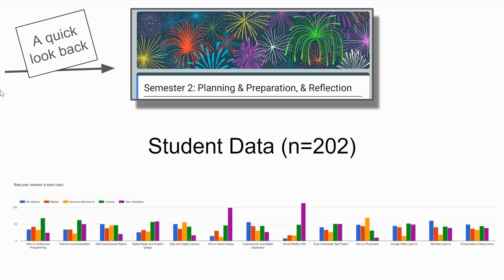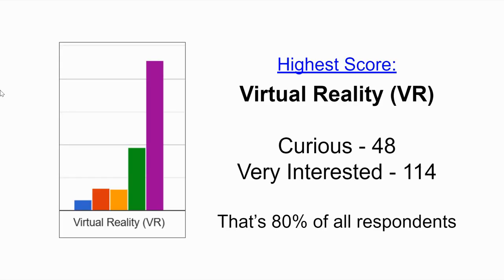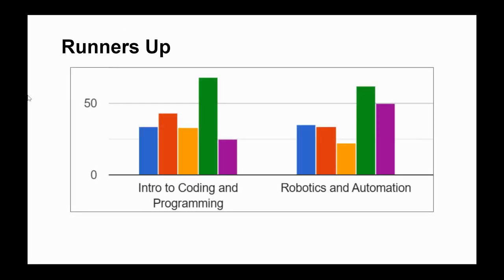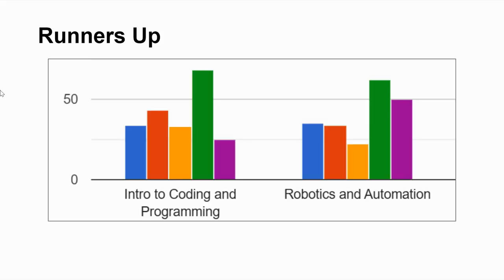Here's a quick look at the overall data, but there's one that really jumped out, and that was virtual reality. Roughly 80% of the students surveyed said that they were either curious or very interested, and that's a significant number. Now, we don't have any equipment for this, but we will have a mini unit that will use some videos to really give us a better understanding of VR. Runners up here were also interesting to me. Coding and programming, pretty highly rated, and robotics and automation, also right in line with our new unit.